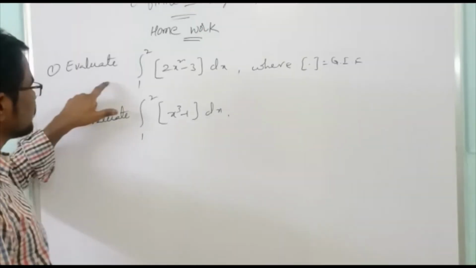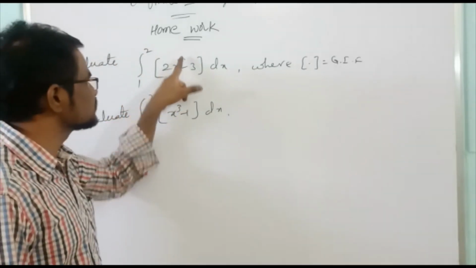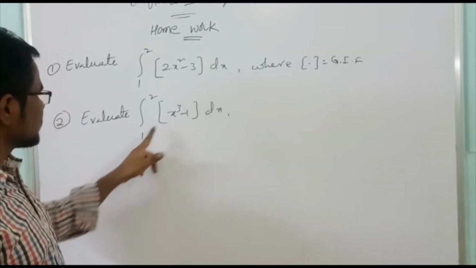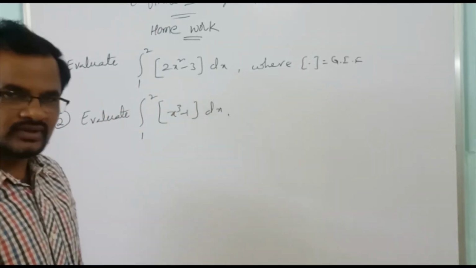Okay. So these are the two homework problems. Evaluate the integral from 1 to 2 of the greatest integer of (2x squared minus 3) dx, and the integral from 1 to 2 of the greatest integer of (x cubed minus 1) dx. Okay, thank you.